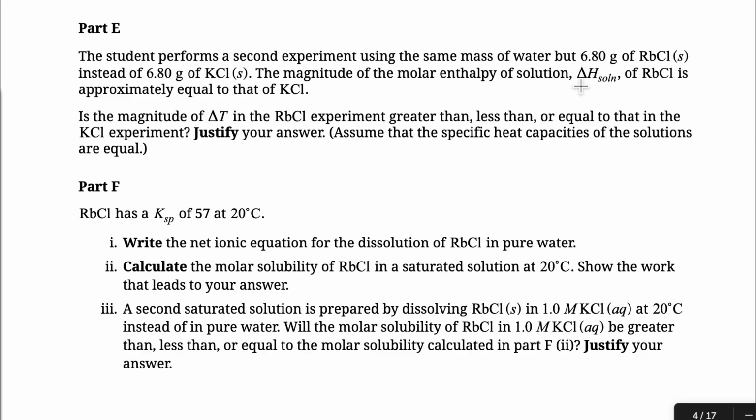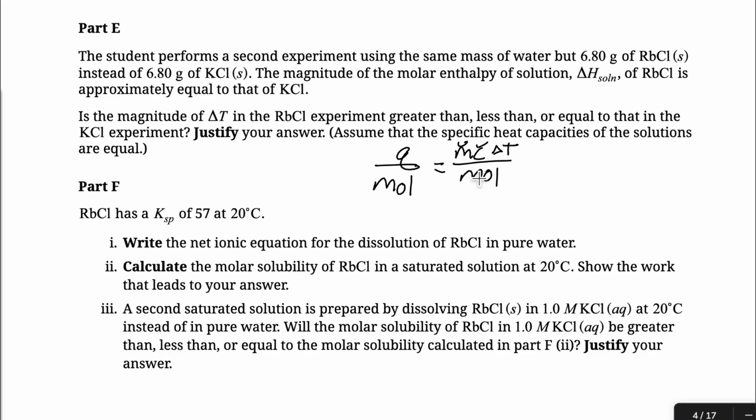So delta H stays the same, and we know that delta H is Q over moles. We also know that we're trying to compare delta T. So we could say that this is equal to mcΔT over moles, because Q equals mcΔT. Now we have to consider: we have the same masses, 6.8 grams and 6.8 grams, so that's fine. Your specific heats are going to be the same because they're both in water. And then now your delta T, is this smaller or bigger?